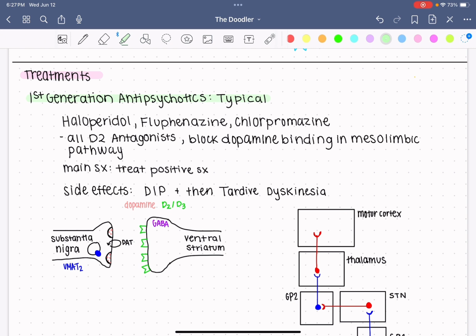So first generation. One of the most common ones that people know of is haloperidol. Another one is fluphenazine, and then there's chlorpromazine. All these guys are D2 antagonists.